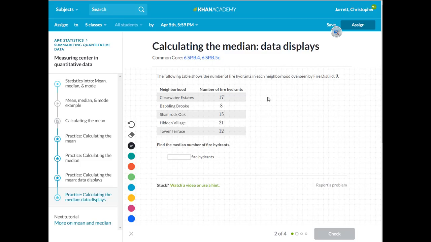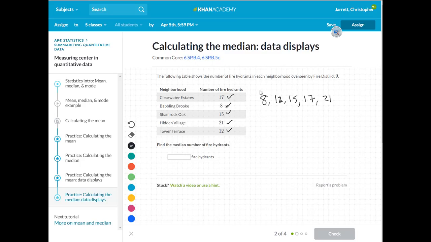The smallest number is 8. And then 12 comes next. And sometimes it's good to mark them off. 8, and then 12, and then 15, and then 17, and then 21. So we have all our numbers in order.